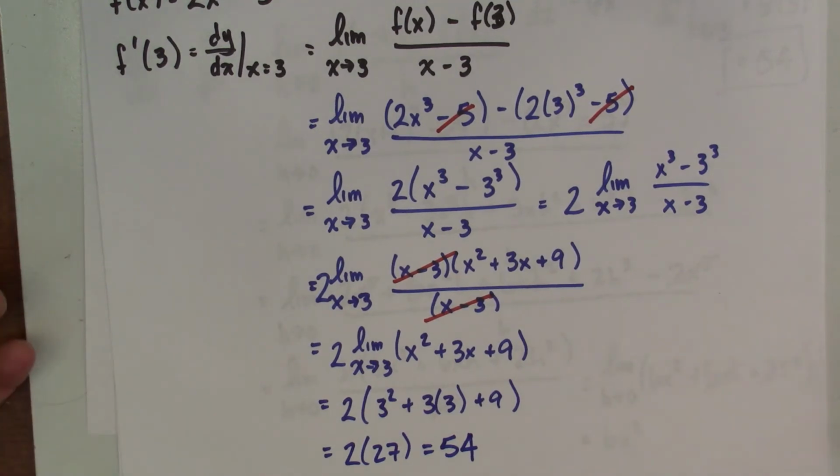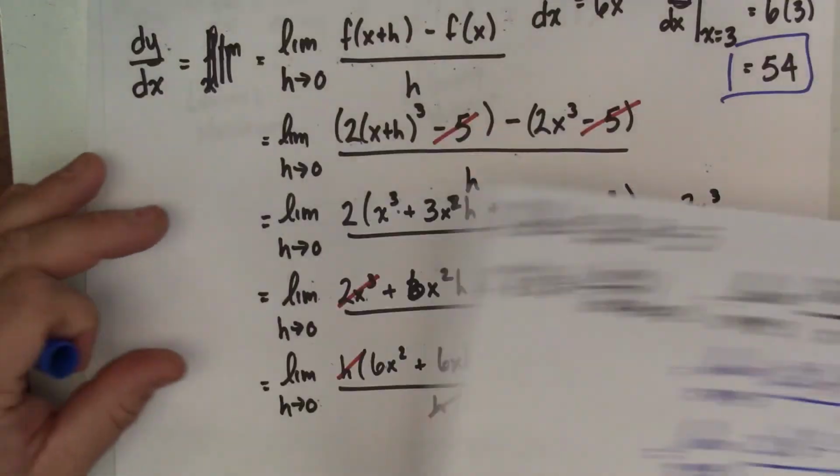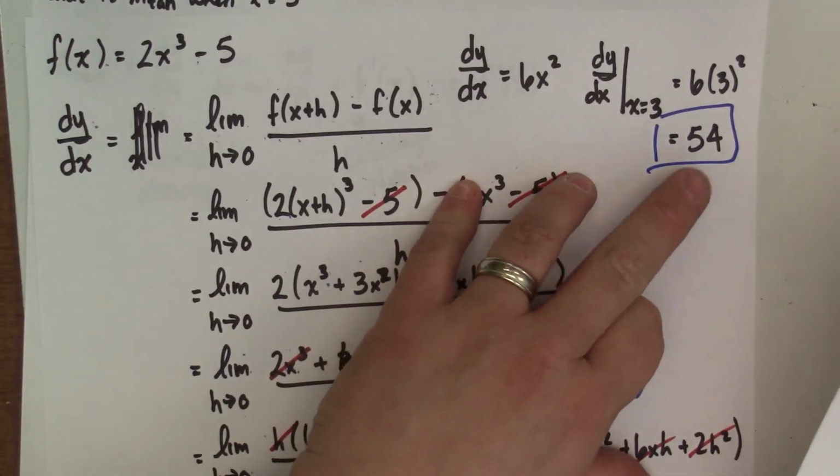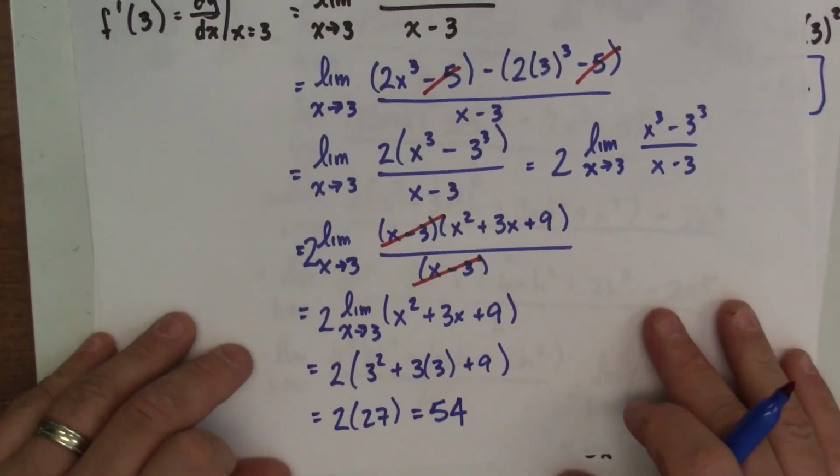Oh, wait. We just got 54, didn't we? So regardless of which way I evaluated this limit, I got that the slope of the tangent line at that point was 54.